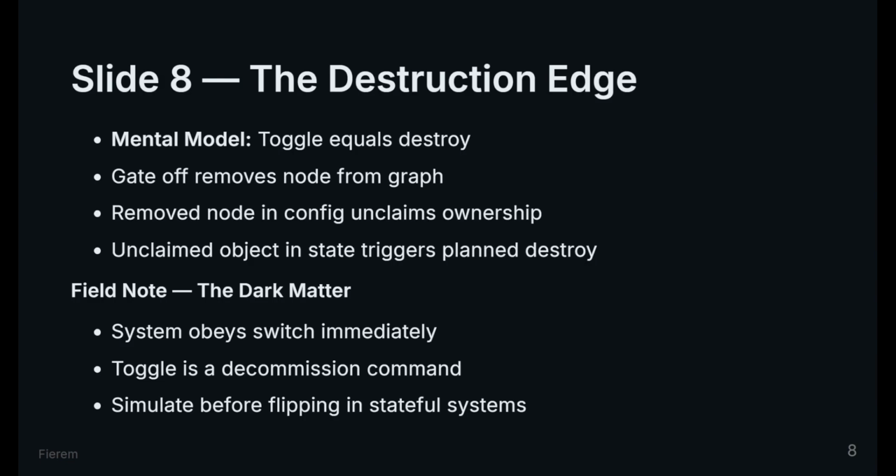Turning a gate from on to off removes the node from the graph. If the object exists in state, Terraform plans a destroy because the configuration no longer claims ownership of that object.